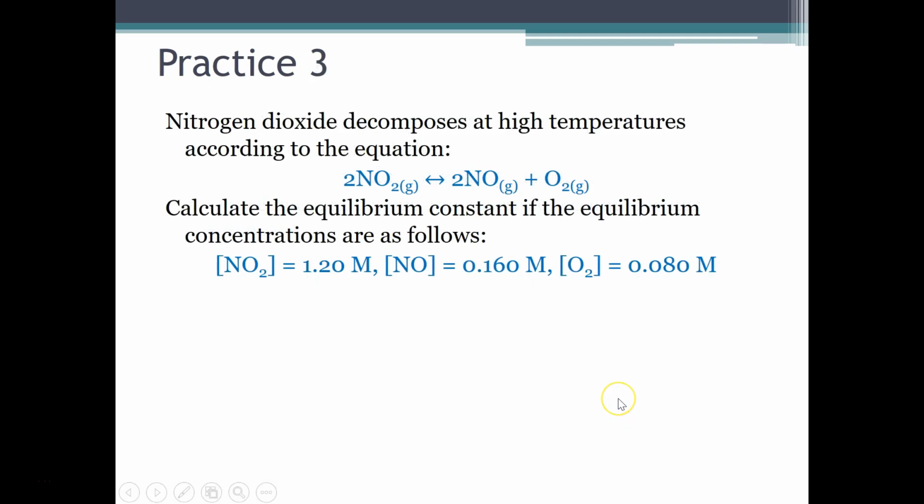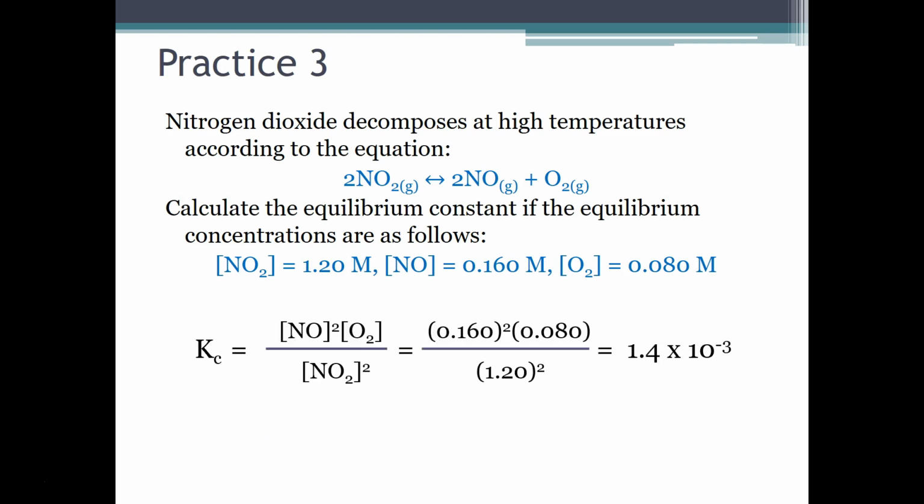Alright, so this is an example where we actually calculate the value for K. Problem says nitrogen dioxide decomposes at high temperatures according to this equation. So you have 2NO2, a reversible reaction, with 2 NOs and oxygen gas. Calculate the equilibrium constant if the equilibrium concentrations are as follows. And it gives you the values for concentration. So take a moment, pause the video, write the K expression, plug in the values, and solve for K.